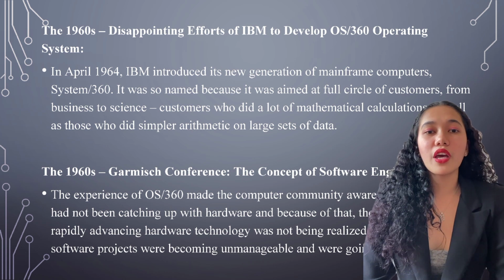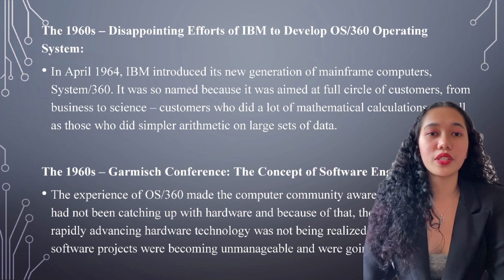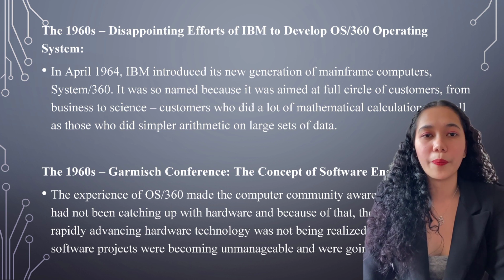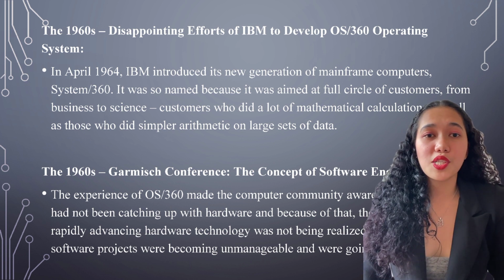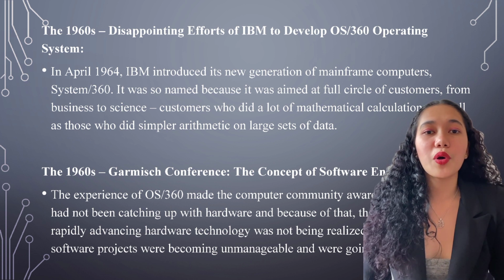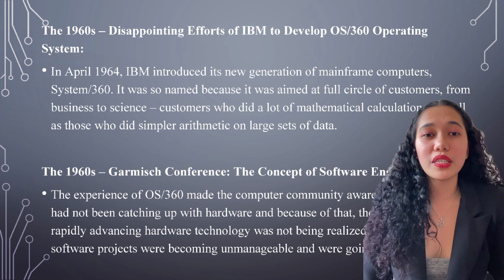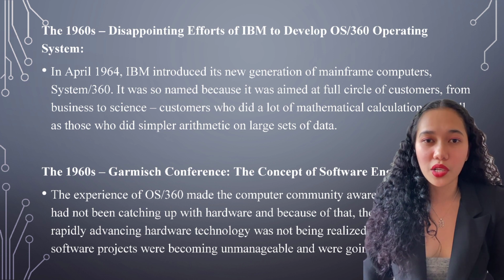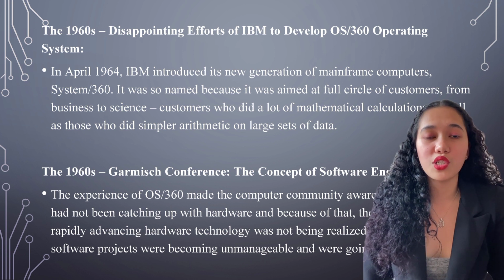The 1960s, disappointing efforts of IBM to develop the OS/360 operating system. In April 1964, IBM introduced its new generation of mainframe computers, System/360. It was so named because it was aimed at a full circle of customers, from business to science, customers who did a lot of mathematical calculations, as well as those who did simpler arithmetic on large sets of data.